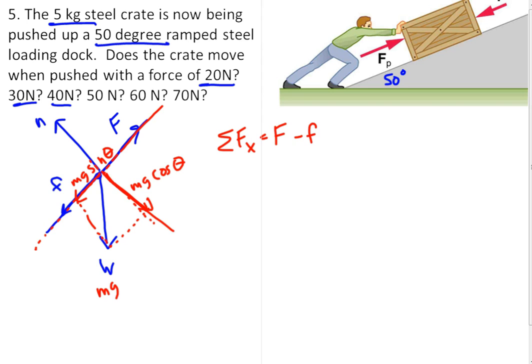So we'll now write Newton's second law in the x direction. Everything to the right is positive, everything to the left is negative. So we have big F, the force with which our physics crate pusher guy is pushing, minus little f, the friction force, and also minus mg sine theta. That's the part of the weight that is pulling it down the ramp. That equals mass times acceleration in the x direction.